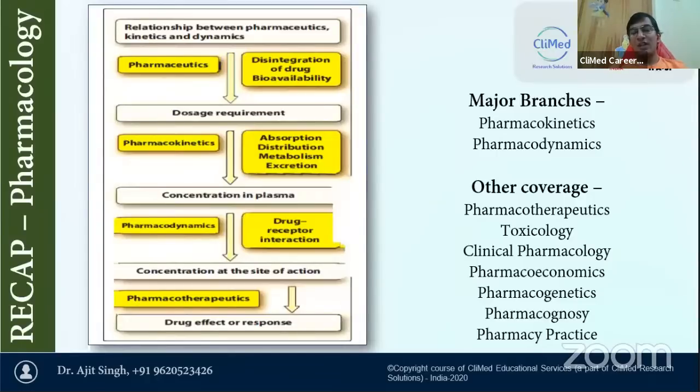Pharmacognosy, what is pharmacognosy? Pharmacognosy is related to plants, plant extracts, and how we can formulate drugs from them and then test them inside the body of a human being. And then it comes to pharmacy practice. Pharmacy practice is another branch, where we really work on the patients, where we practice the drugs, the therapeutics, the pharmacology in hospitals, in clinics, in patients. So these are the major branches and other coverages of pharmacology.